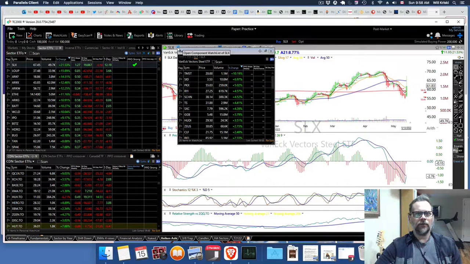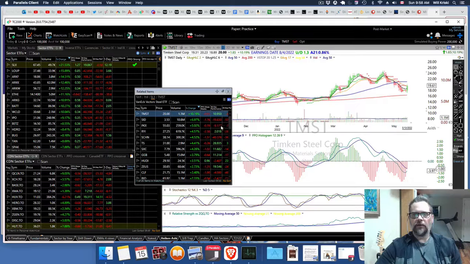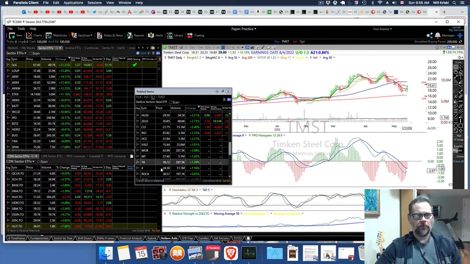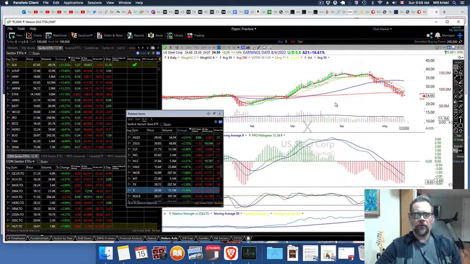If you click on this open component watch list, then you see all the stocks in there. And you can click on this and see if you want to buy individual stocks. This is US Steel. That's an incredible offering. Now, if you look here, you're still in this downtrend. So I can actually smooth it out so you don't just see an instant reversal. But once you do get in, you tend to go up.